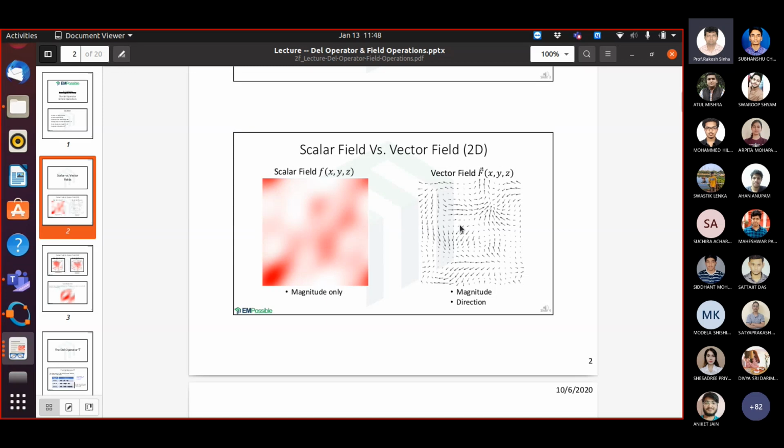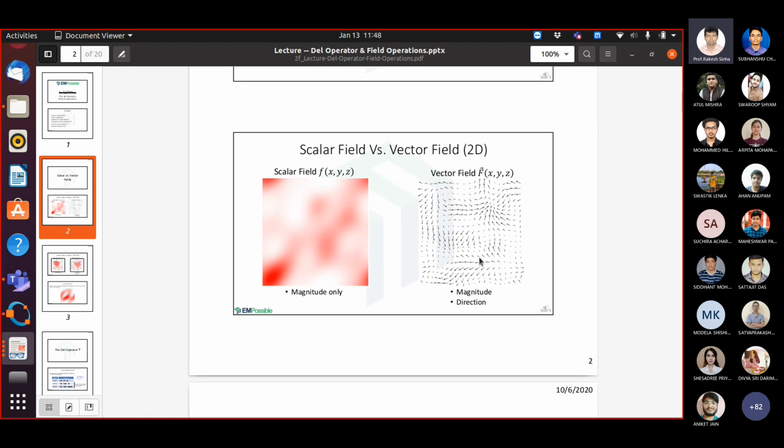And here is the vector representation of the field. You have a vector field F, and the arrow length indicates the magnitude, or the field strength. Where the arrow is long, you have more field strength, and where the arrow is small, you have less field strength. For example, in this area the field strength is low, and here in this area you have a higher field strength. And the direction of the arrow indicates in which direction this vector field is oriented.